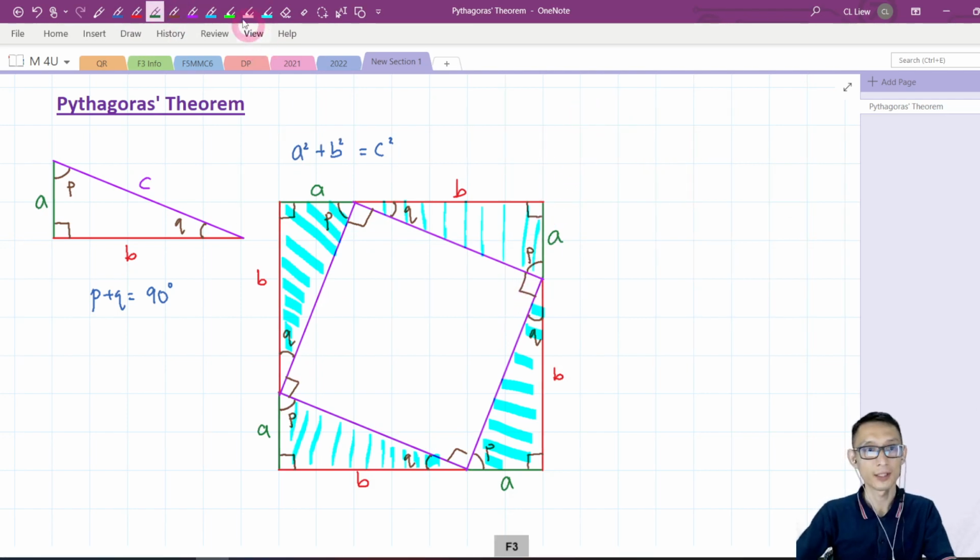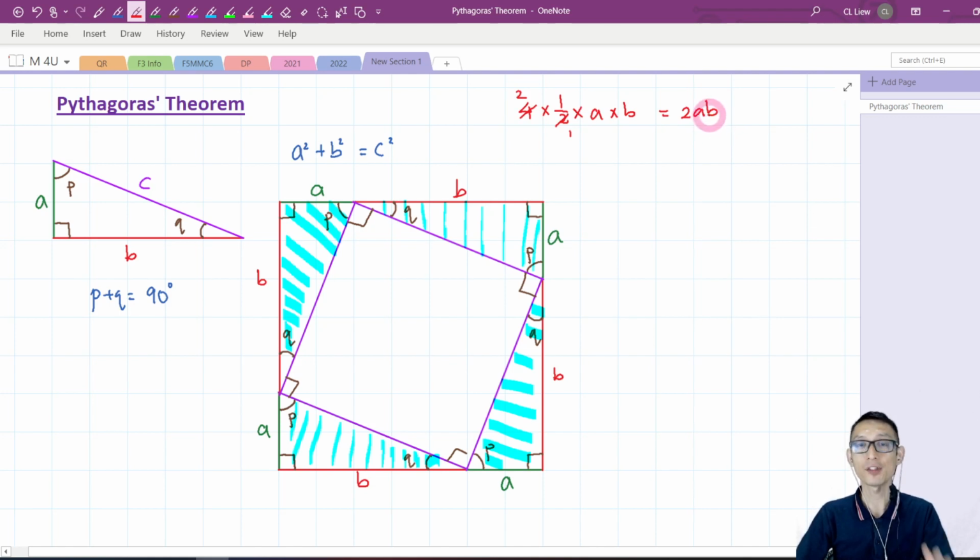Let me use the first method to find the area of the shaded region first. Now just focus on one right angle triangle. How do we find the area of this right angle triangle? 1 over 2 times A times B, right? And then we have 4 congruent right angle triangles here. So what I'm going to do is multiply this whole thing by 4. Simplify this, divided by 2, we will get 2AB. This is the first method.